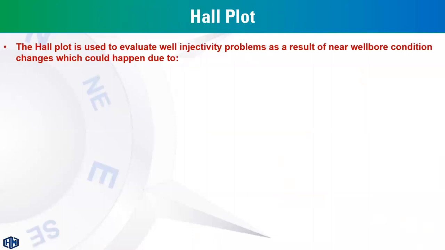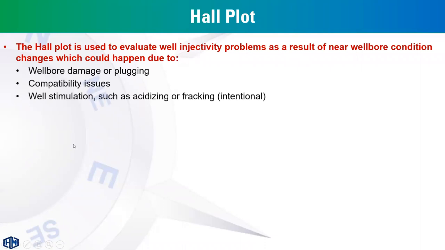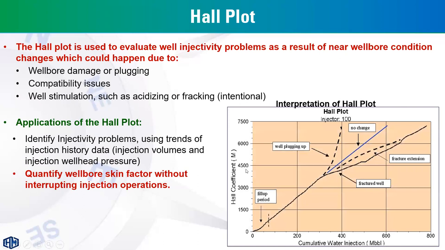One of the management techniques for water injection is the Hall plot. It is used to evaluate well injectivity problems due to near-well injection damage. This technique is based on this plot, where we have the Hall coefficient on the y-axis against cumulative water injection. It is a graphical technique to evaluate well injectivity, identify injectivity problems in injection wells due to water quality or compatibility issues, and also quantify the well skin damage for the injection well.